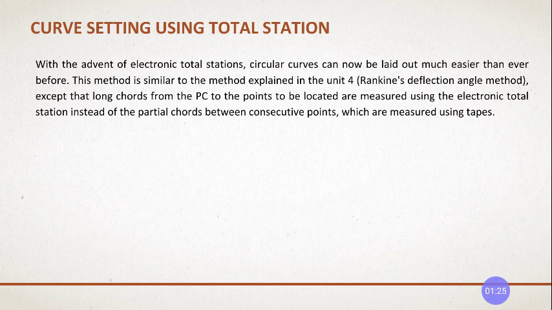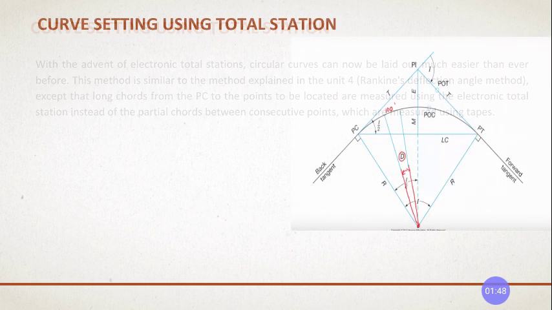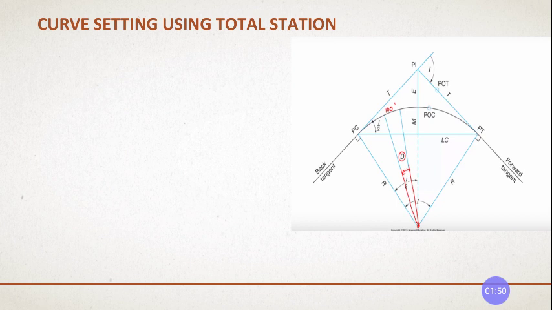PC is the point of start or commencement of the curve, right? So at that point, what we used to do is to go for some small chords to complete the circle. So in this case, it is not required. We'll be doing it directly, right? Because of the electronic total station, right?